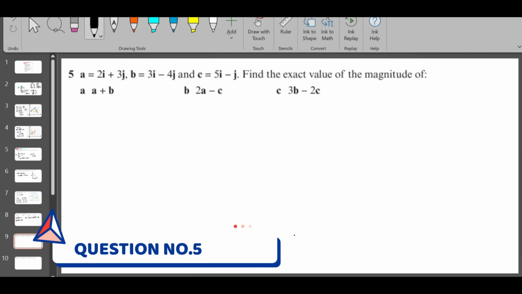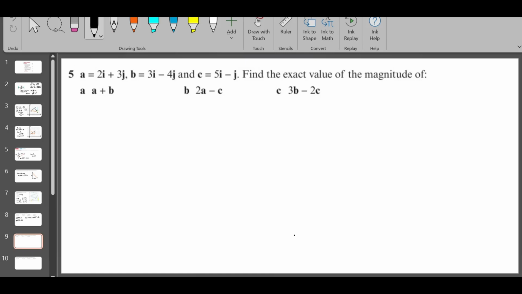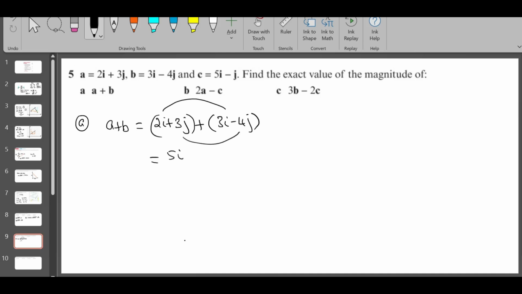Now you are given 3 vectors A, B, C. Find the exact magnitude of the below vectors. For A, first find A plus B. A is 2i plus 3j, plus B is 3i minus 4j. So you're going to get 2 plus 3. Simplify the like terms: 5i, 3 minus 4 is minus j. So modulus A plus B is square root of 5 squared plus 1 squared, which is square root of 26. That's all. First find the vector and then find the modulus.